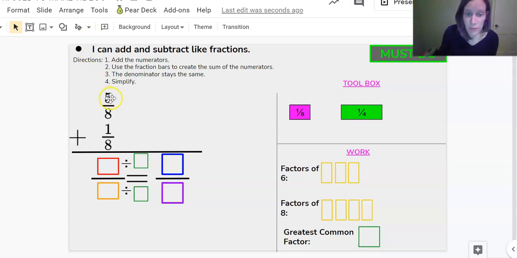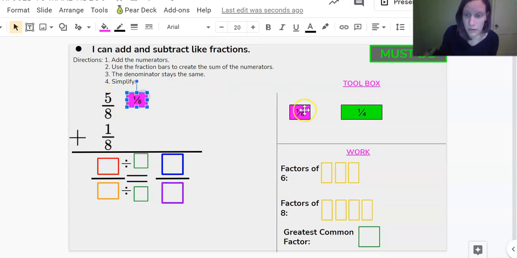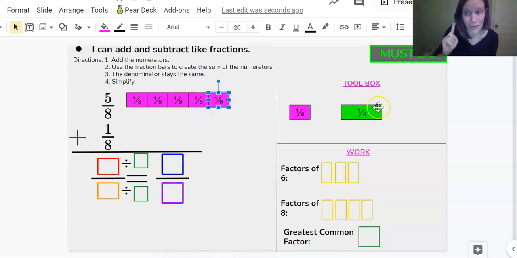So same thing here. I'm doing 5/8 plus 1/8. So I can bring this over 1, 2, 3, 4, 5. Notice I'm not using these fourths. Those are going to come in later. These are eighths, so I'm only using the eighths. And then there's another 1/8 right here.